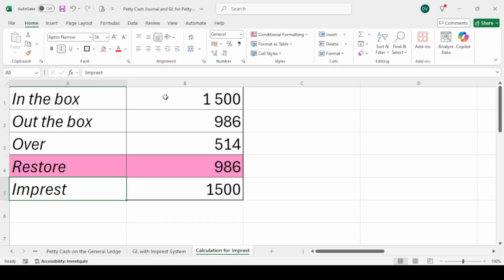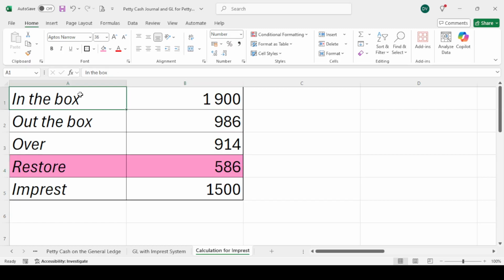Because what you had in the box was 1,500 Rand plus the 400 Rand. Isn't it true? So this will then be 1,900 Rand. What went out the box was 986. What you have left over is 914 Rand, because it's that extra 400 Rand that's now changing everything. Which amount do you need now to restore your Imprest? Now you only need 586 Rand.